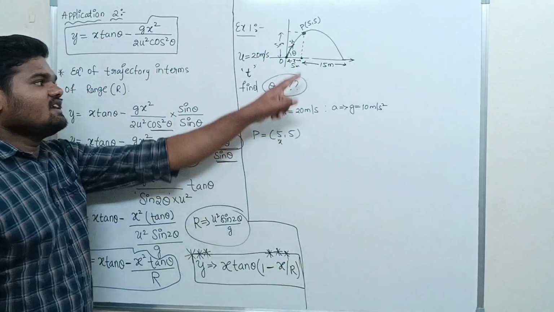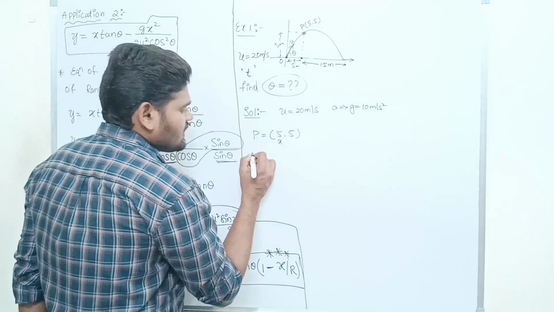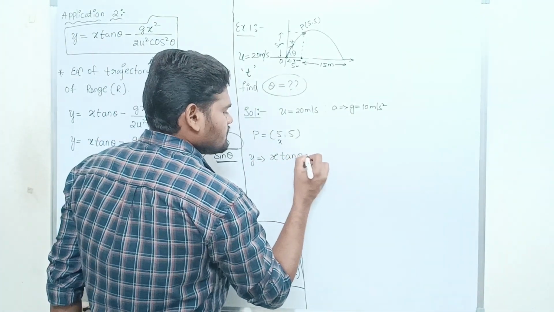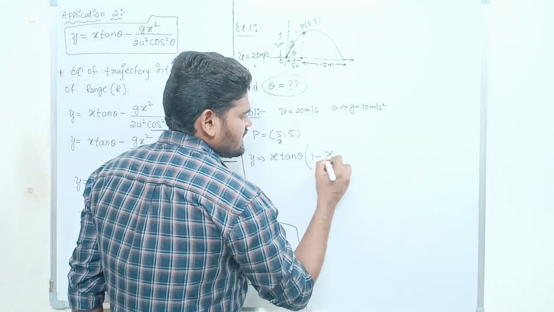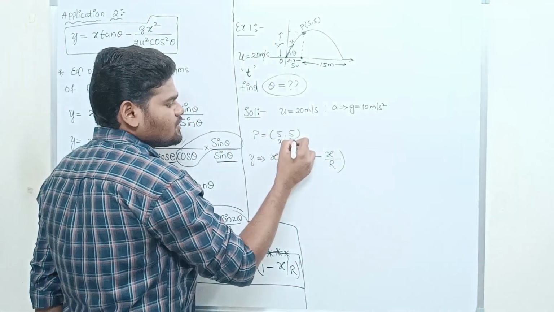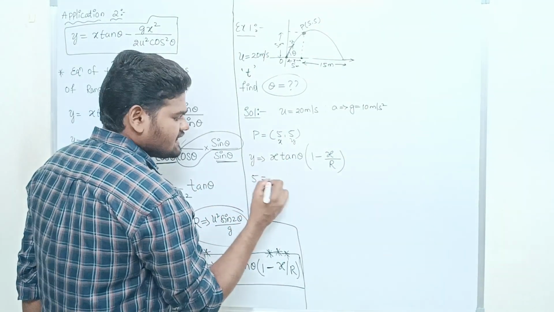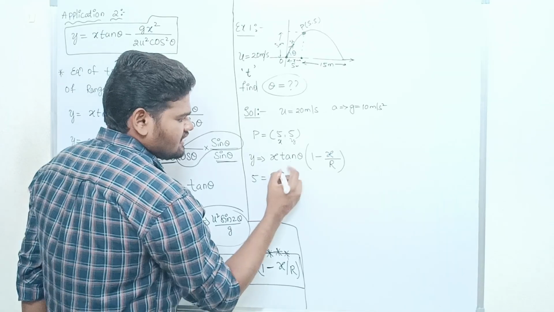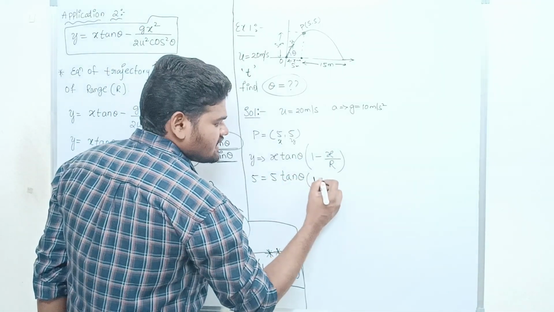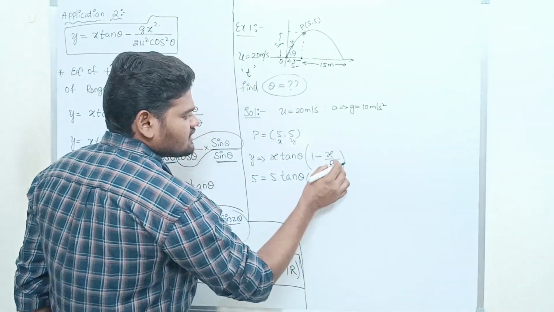So what we have to find? We have to find the angle theta. For that, I am using this formula: y is equal to x tan theta into 1 minus x by R. The x and y values they are given: 5 comma 5. So y value is 5, that is equal to x value 5 into tan theta, 1 minus the value of x, 5, divided by R.